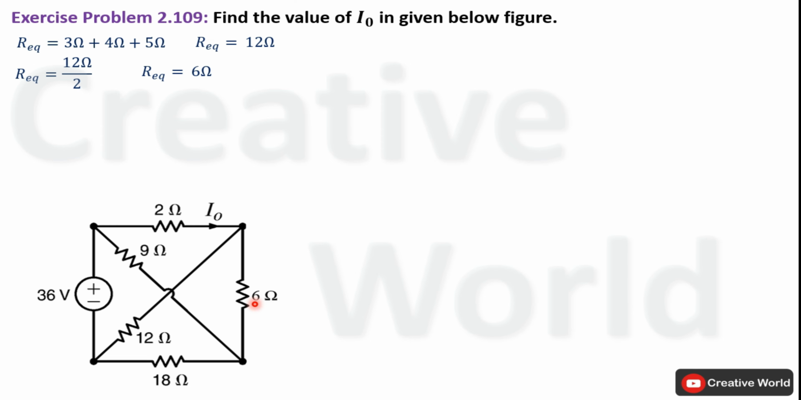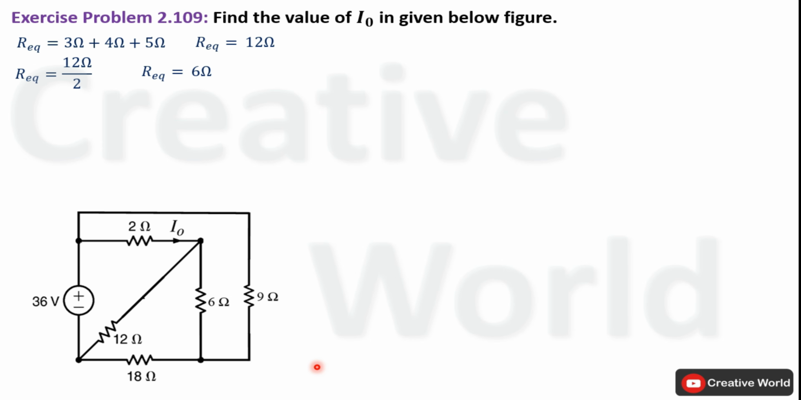In order to further simplify the network, we will reconstruct this circuit diagram. Rather than passing this 9 ohm resistance through this closed loop, we will place this 9 ohm resistance outside of this loop, but the connections will remain same. Modify the network diagram. This 9 ohm resistance is placed outside of closed loop. Now it is easy for us to further solve this problem.